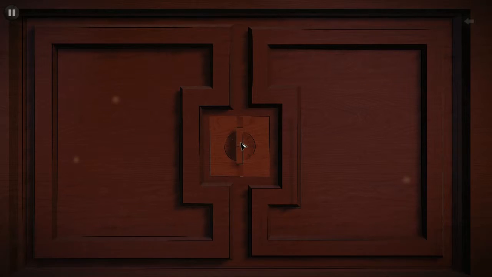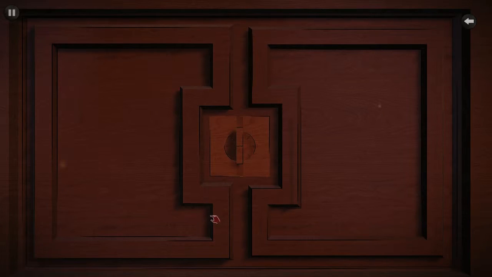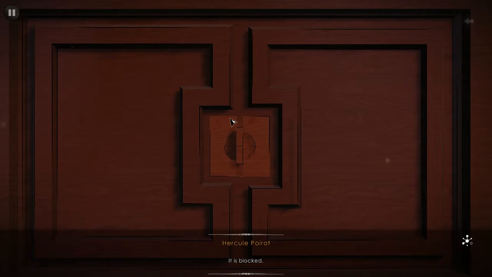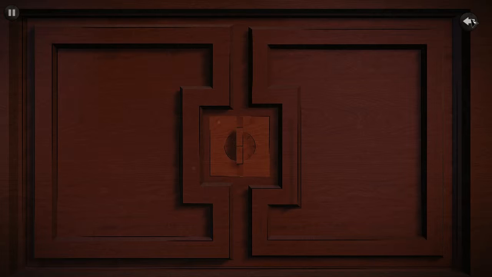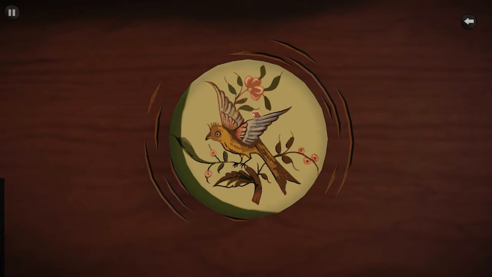It is blocked. How so? I don't get that. I thought that I would be able to get this open, but apparently it's blocked. And I don't know by what or from what.